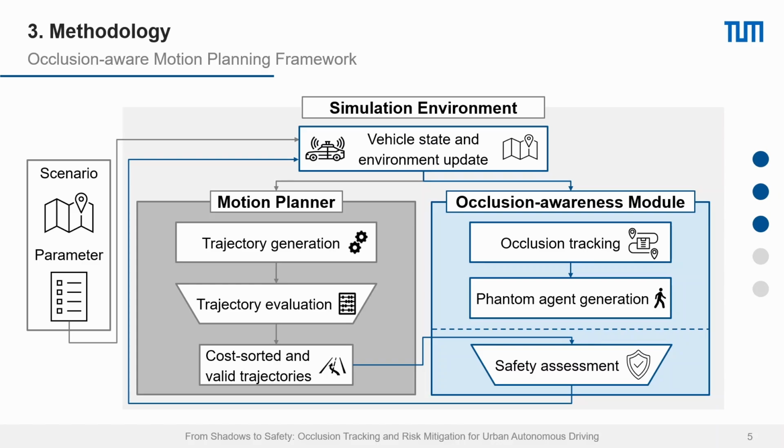And that's where our occlusion awareness module comes in. The planner passes all the trajectories to our module, and it evaluates each one with respect to potential hidden dangers in the environment. We'll go into the internals of the occlusion module on the next slide. For now, just keep in mind that it adds an additional layer of safety checking before any trajectory is selected.